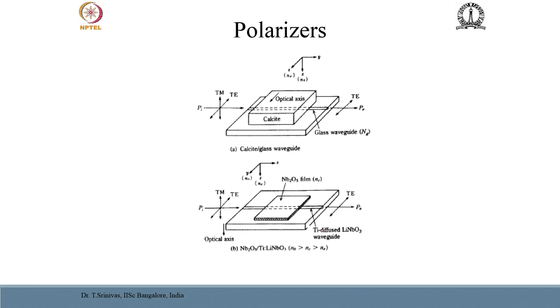Similarly, the second one shows a polarizer on lithium niobate. The substrate itself is anisotropic and, based on the design, it can support both polarizations, but you can coat a niobium oxide film on top of that and change the properties to get only a TE polarized light output, as shown in the figure.